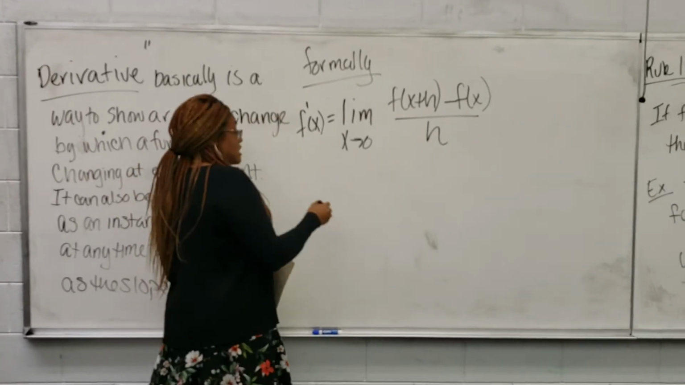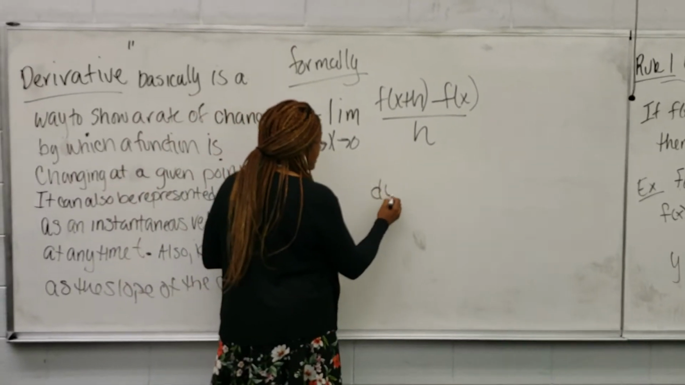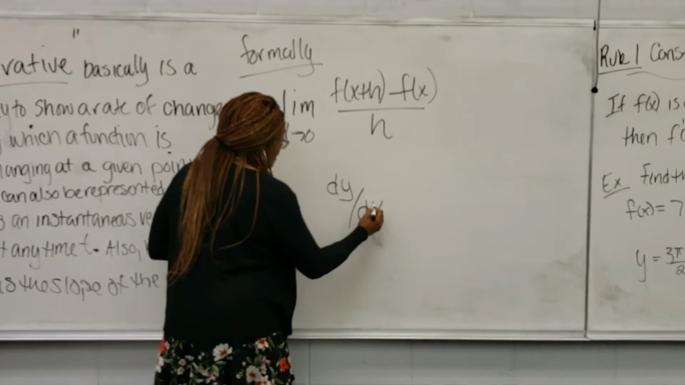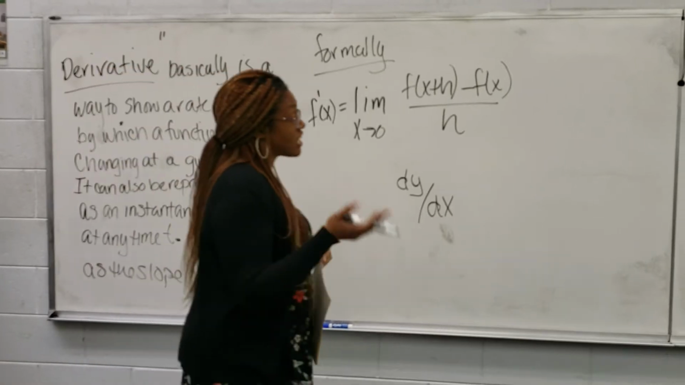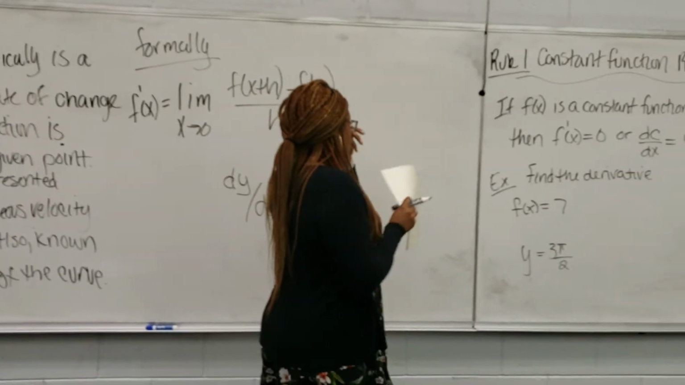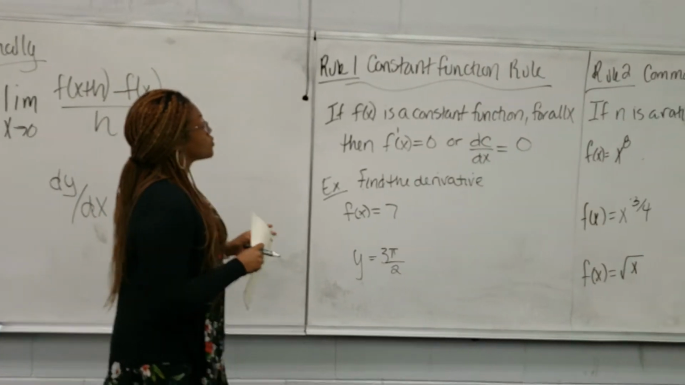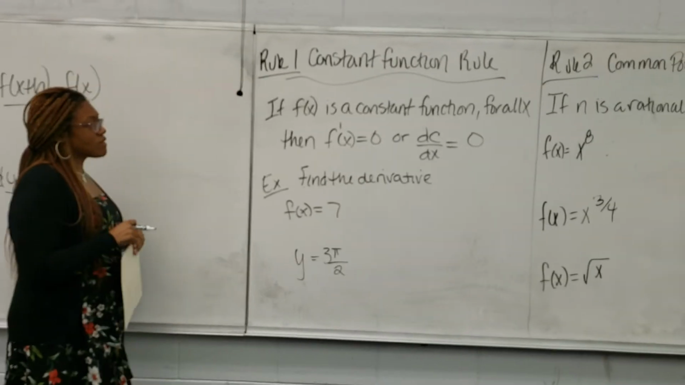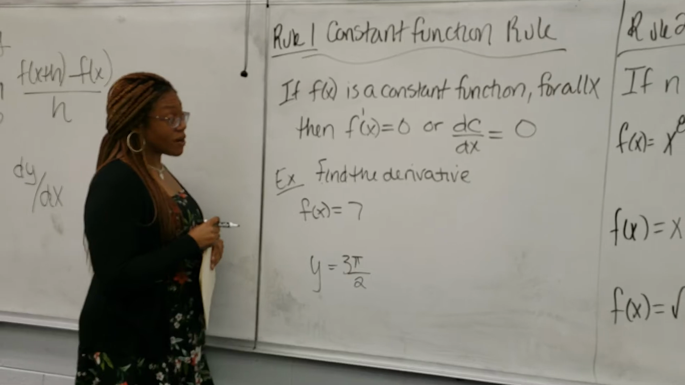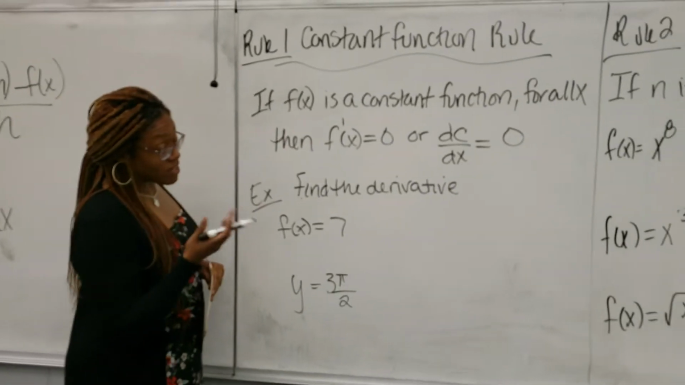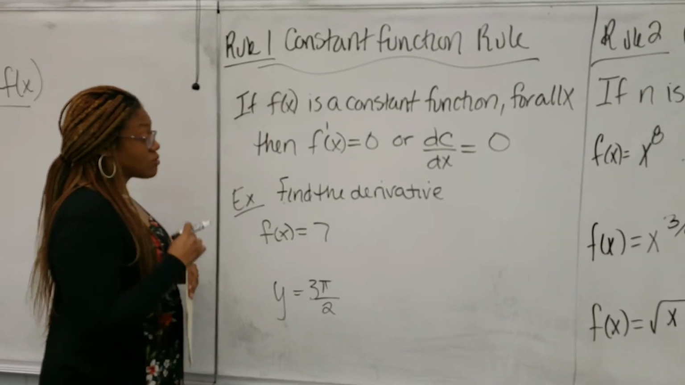You can also see a derivative written as dy over dx, right? It's the change in y divided by the change in x. So, if we look at our rules here, the first rule is the constant rule. If we take the derivative of any constant number, it equals 0. So d of the constant over dx would equal 0.